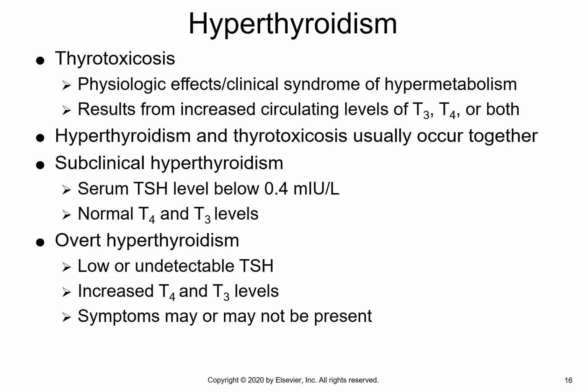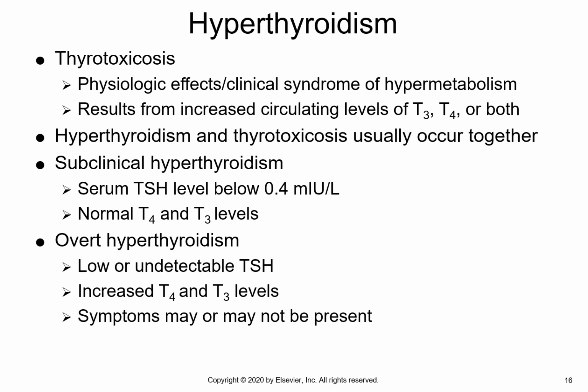The term thyrotoxicosis refers to the physiological effects or clinical syndrome of hypermetabolism resulting from the excess circulating levels of T3, T4, or both. Hyperthyroidism and thyrotoxicosis usually occur together. Subclinical hyperthyroidism occurs when the patient has a serum TSH level below 0.4 milliunits per liter, but normal T4 and T3 levels.